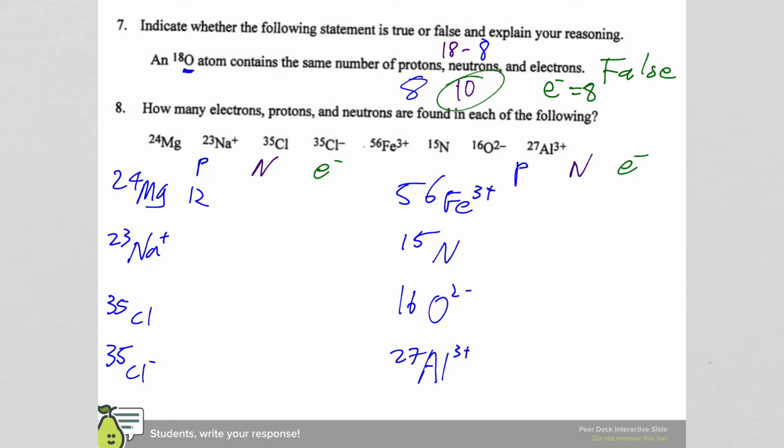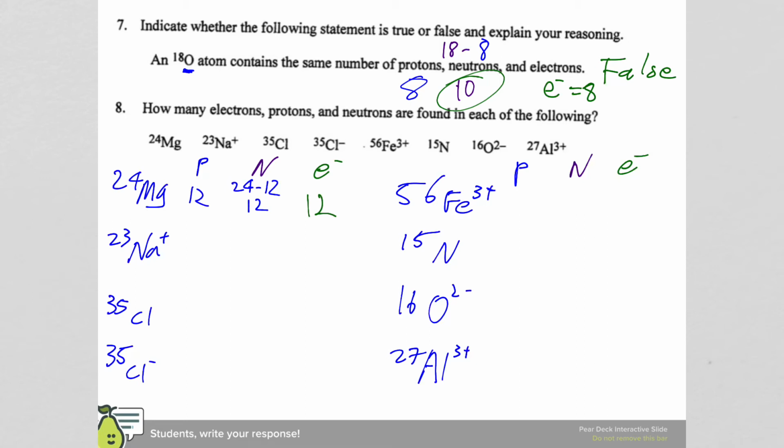And it will be essentially 24 subtracted by 12, which should give you 12. That's how you get that number. The number of electrons, on the other hand, will usually be equal to the number of protons, which is going to be 12 in this case.